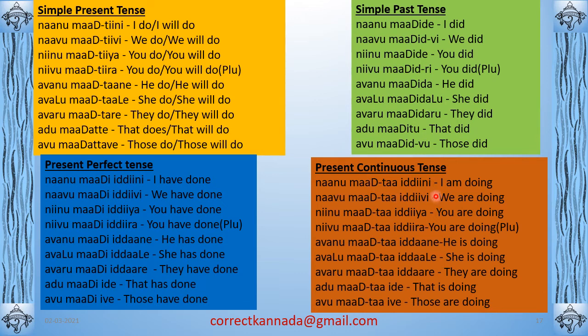Right? So then present continuous tense. ನಾನು ಮಾಡ್ತಾ ಇದ್ದೀನಿ, I am doing. ನಾವು ಮಾಡ್ತಾ ಇದ್ದೀವಿ, we are doing. ನೀನು ಮಾಡ್ತಾ ಇದ್ದೀಯಾ, you are doing. ನೀವು ಮಾಡ್ತಾ ಇದ್ದೀರಾ, you are doing, plural. ಅವನು ಮಾಡ್ತಾ ಇದ್ದಾನೆ, he is doing. ಅವಳು ಮಾಡ್ತಾ ಇದ್ದಾಳೆ, she is doing. ಅವರು ಮಾಡ್ತಾ ಇದ್ದಾರೆ, they are doing. ಅದು ಮಾಡ್ತಾ ಇದೆ, that is doing. ಅವು ಮಾಡ್ತಾ ಇವೆ, those are doing. Present continuous tense is for an action that is happening right now as we speak. So these are the four tenses that you have to learn for every verb. This is for the Madu verb.